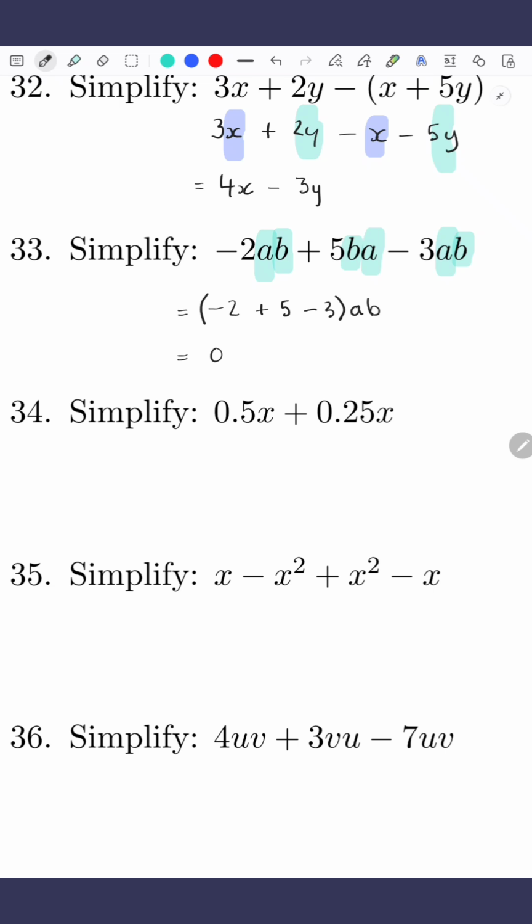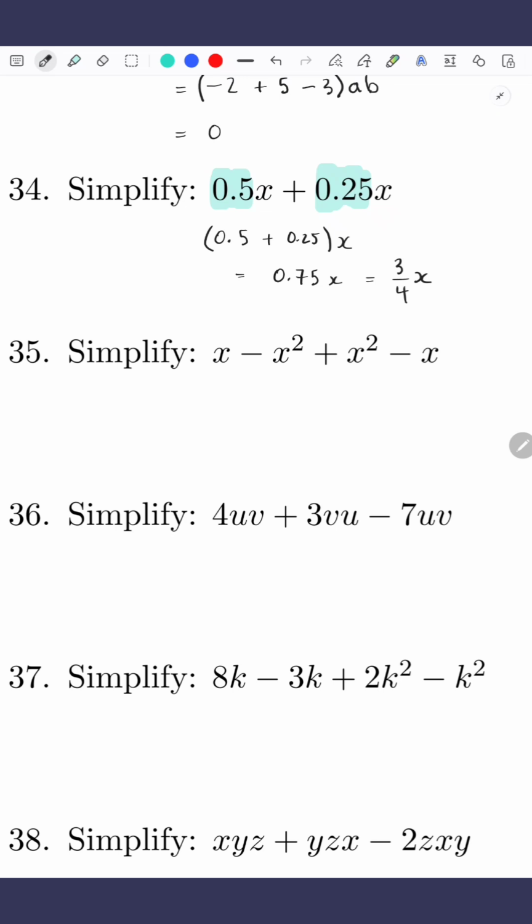Decimals, that works too. Okay, so it's the same principle. 0.5 is the coefficient here. That's what we're focused on, the numbers in front, the coefficients. And we're adding 0.25. That's how many x's we have. So we can write 0.75x, or we can change this decimal into a fraction and say 3/4 x. There's many ways we can go down, but this is good.